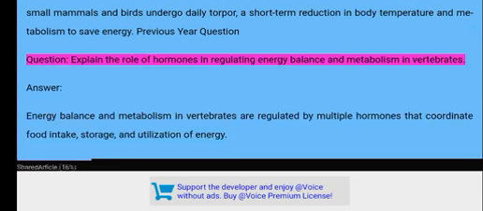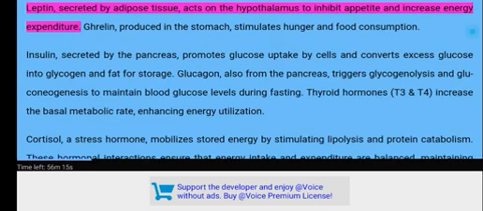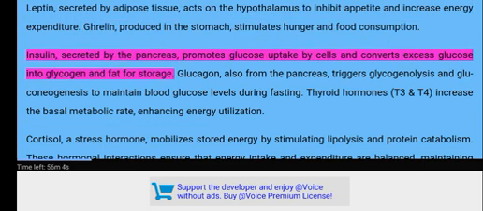Energy balance and metabolism. Question: Explain the role of hormones in regulating energy balance and metabolism in vertebrates. Answer: Energy balance and metabolism in vertebrates are regulated by multiple hormones that coordinate food intake, storage, and utilization of energy. Leptin, secreted by adipose tissue, acts on the hypothalamus to inhibit appetite and increase energy expenditure. Ghrelin, produced in the stomach, stimulates hunger and food consumption. Insulin, secreted by the pancreas, promotes glucose uptake by cells and converts excess glucose into glycogen and fat for storage.